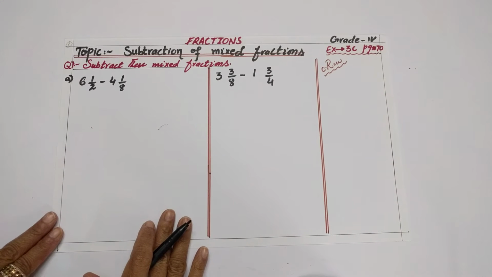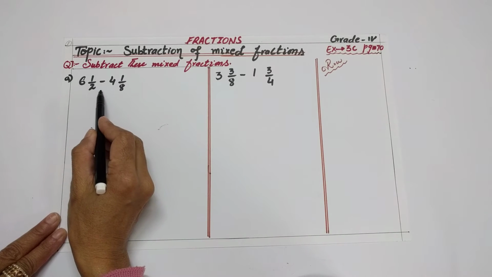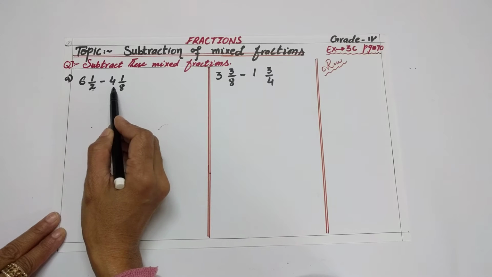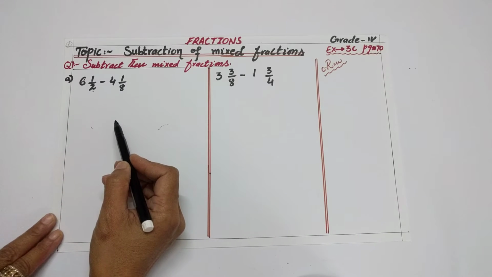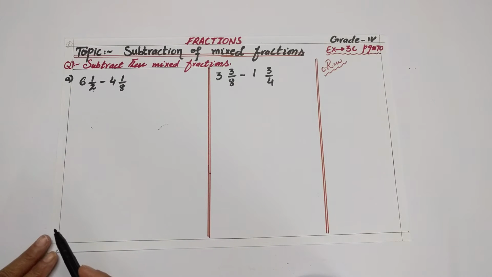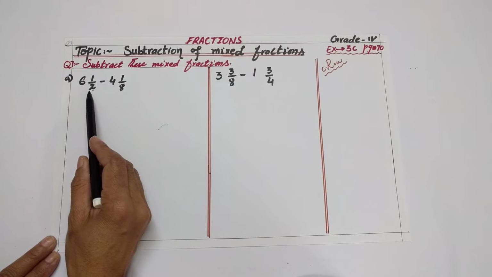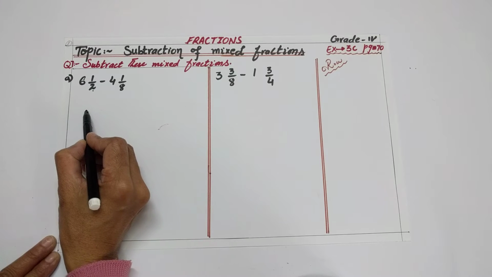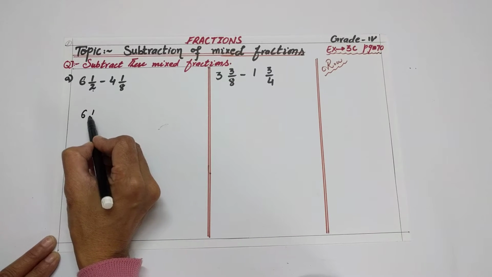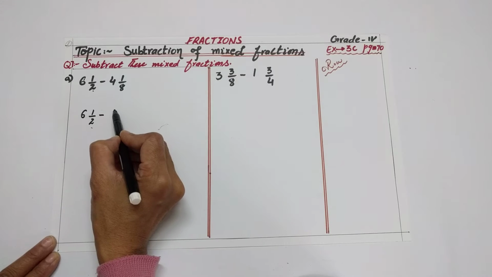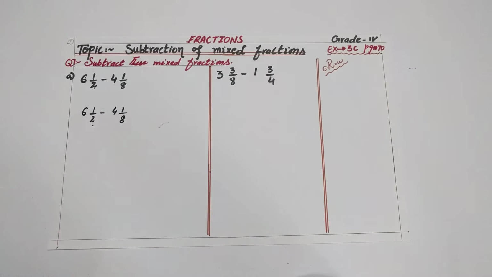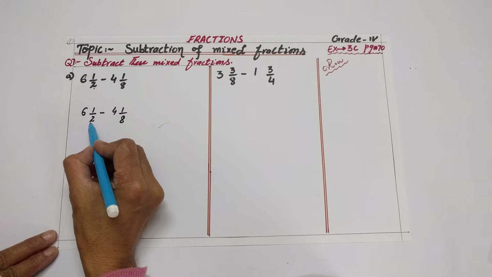In the first example, I have 6 1/2 minus 4 1/8. Now 6 1/2 is a mixed fraction and 4 1/8 is another mixed fraction. So what was the first step? Firstly, we will convert these mixed fractions into improper fractions. To convert them into improper fractions, we will use the same procedure.